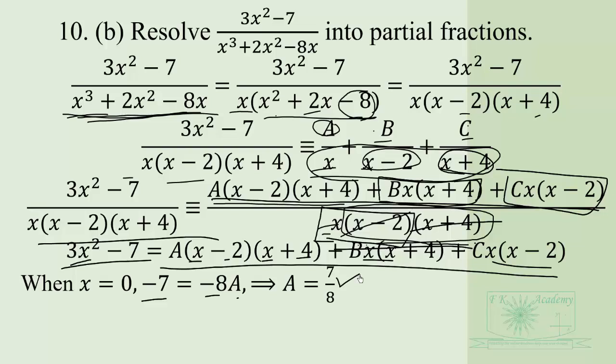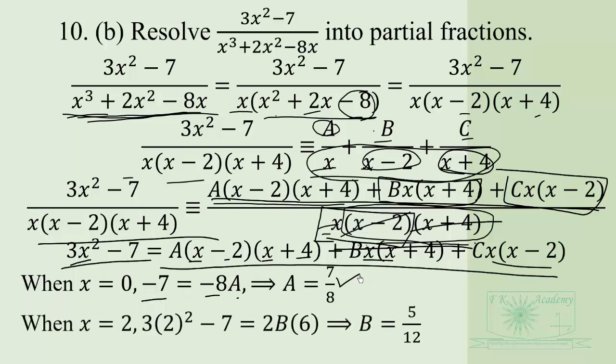Then again, we substitute x equal 2, so that we can render this and this 0. So we can deal with this and this. So we are going to get 3 times 2 squared, which is what you are seeing here, minus 7. And that will give us 12 minus 7. 12 minus 7 is 5. So we have 5 is equal to 2 times 6.